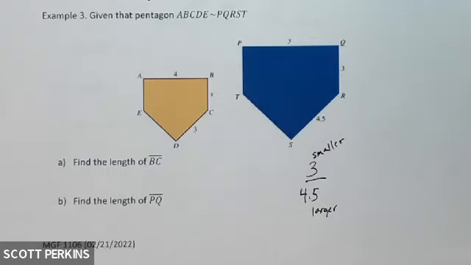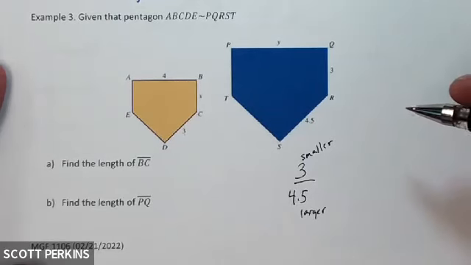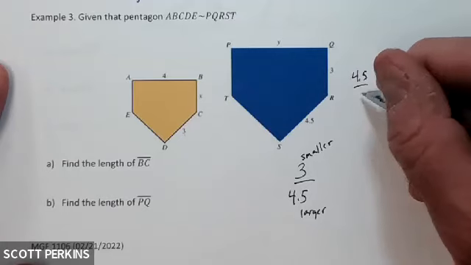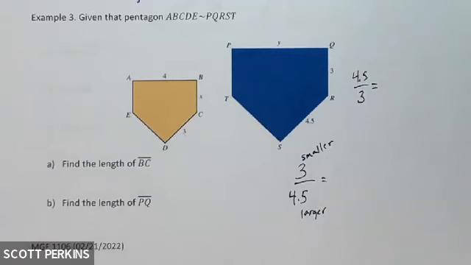So a question that you might have straight away is, hey, why did you put the smaller one on top? Could I have put the bigger one on top? And the answer to that is yes. I'm just going to show you up here on my scratch work what the setup would be if I did that. So I'm going to put the 4.5 on the top, the larger, the 3 on the bottom. And it won't make a difference either way to your answer. The key for you is consistency.